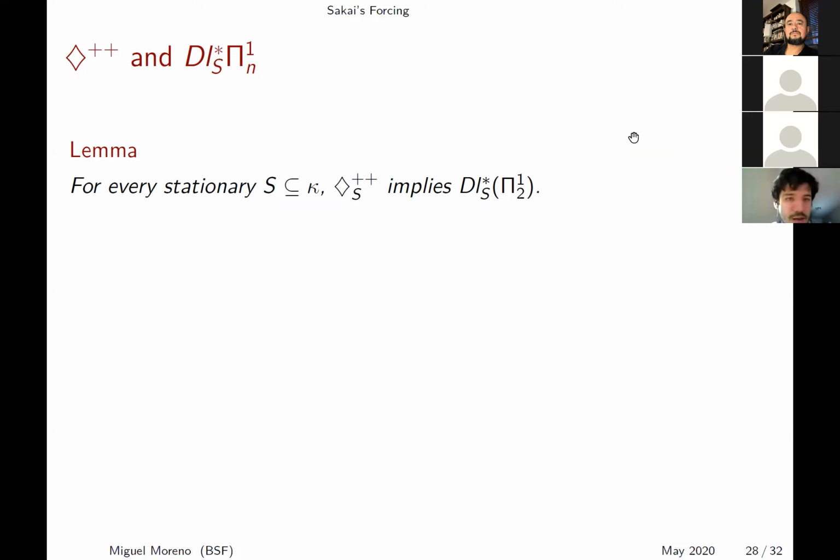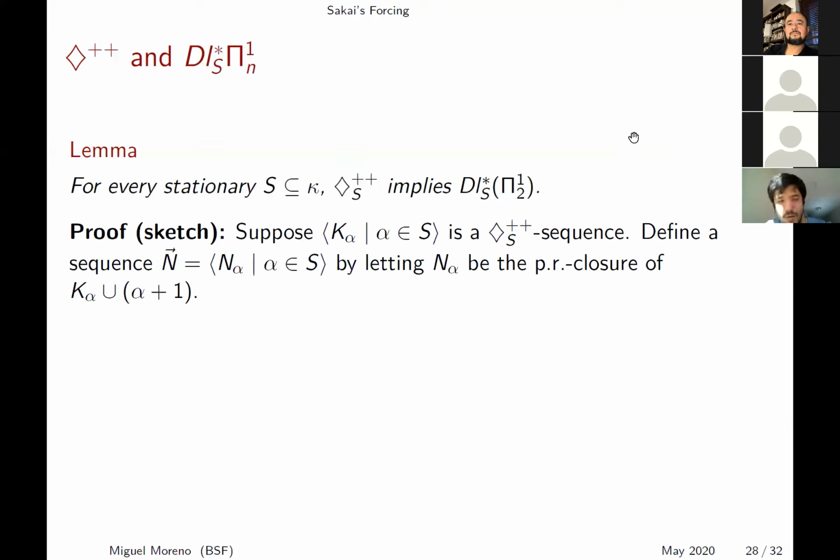But I'm stating just π^1_2 just to give an idea of how the proof goes, but in general it's for every n. So for every stationary subset S, diamond plus plus S implies DL star S for Π^1_2, or Π^1_n.